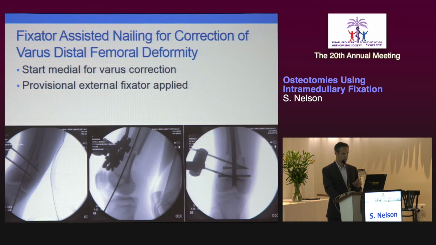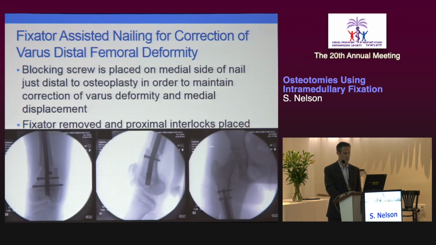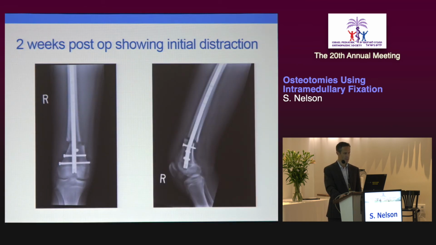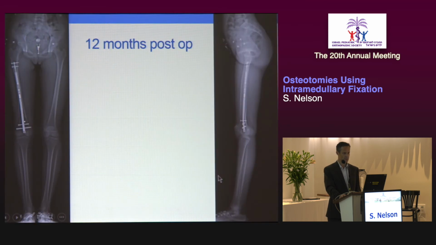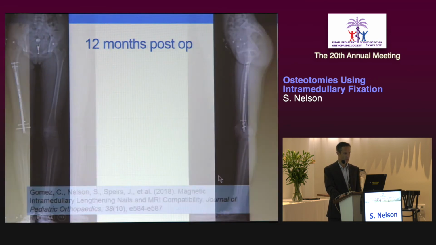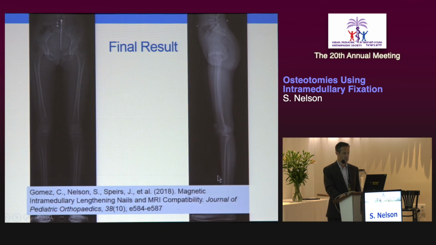In this case, we use the same standard technique for fixator-assisted nailing. This one's correcting a varus deformity, so a starting point a little bit medial to the center of the knee, providing a provisional fixator, and then placing the Precise nail. And here we see some initial distraction at 2 weeks post-op, and at 3 months post-op, nice regenerate grown in place. 12 months post-op here, and final result after removing that intramedullary nail.